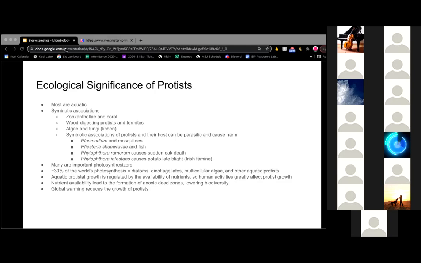And global warming also affects protist growth by impairing nutrient upwelling, which reduces the growth of protists. And that's pretty much it for the lecture part of this meeting. And I have, once again, a very short quiz. So I'm going to stop sharing this and then share that.